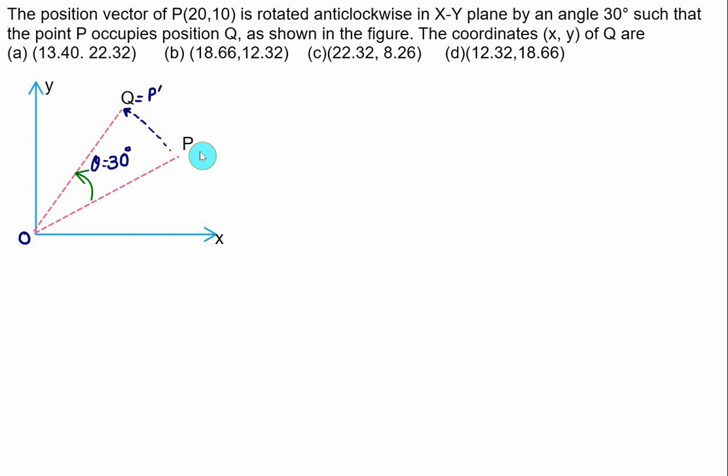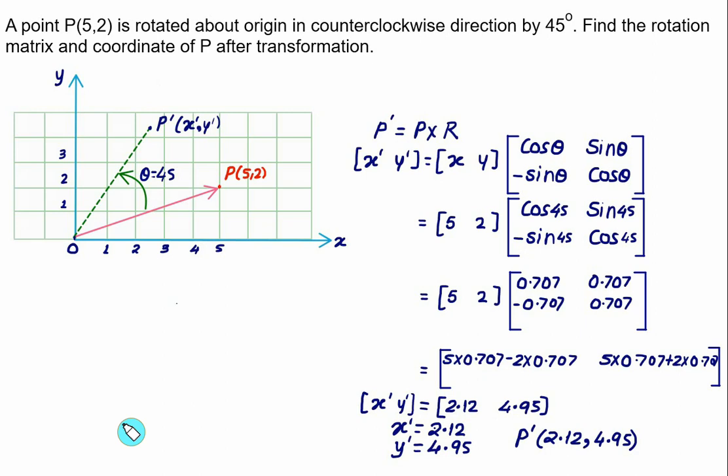The coordinate of point P is given as 20, 10. Since the rotation is carried out about the origin, only the rotation matrix is sufficient for us. Already we have done one numerical. Here the point P is shifted to P prime by an angle equal to 45. So this result we have to use, that is P prime is equal to P into R. X prime Y prime is equal to X Y times the matrix cos theta, sin theta, minus sin theta, cos theta. So we'll do this calculation.